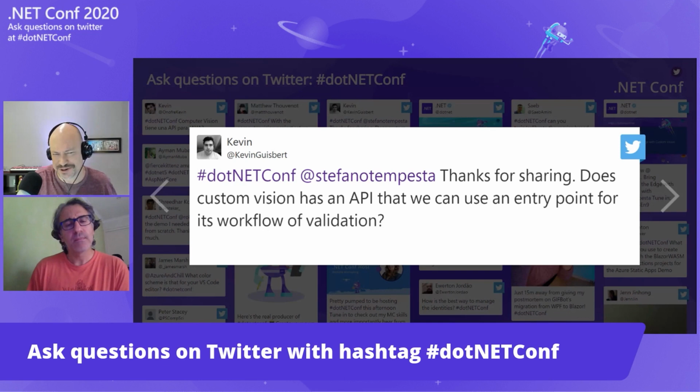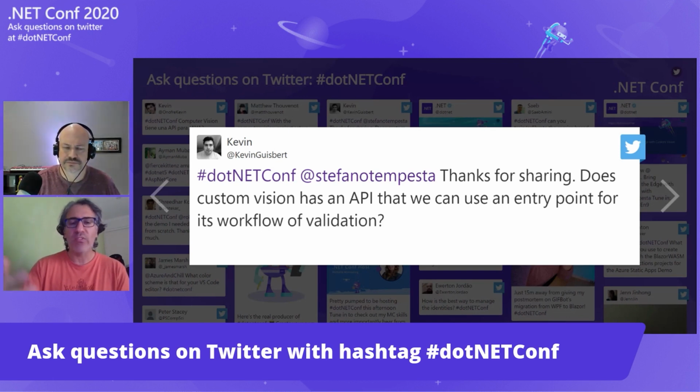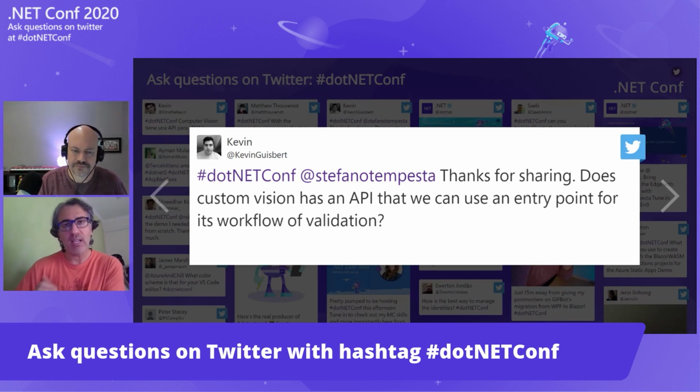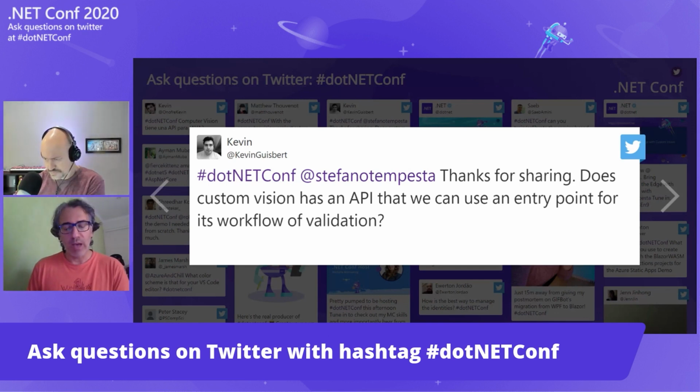Okay. Another question: is there an API for an entry point for the workflow validation? I'm not sure exactly what this question's asking. You showed the API, right? I mean, the API allows you to. So that's Custom Vision as an API that we can use as an entry point for its workflow validation. Probably I get what you mean. Yes. So Custom Vision exposes two endpoints. One for training and one for evaluation. So if by workflow or validation you mean the evaluation part of it, so the testing, then yes. So there are two entry points or two endpoints in this API. One is for training and one is for evaluation.